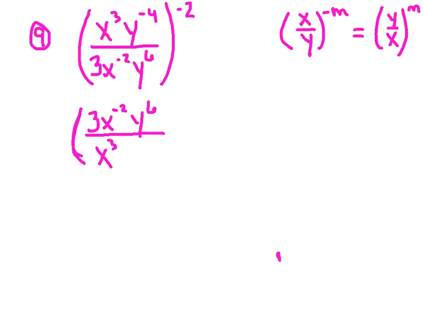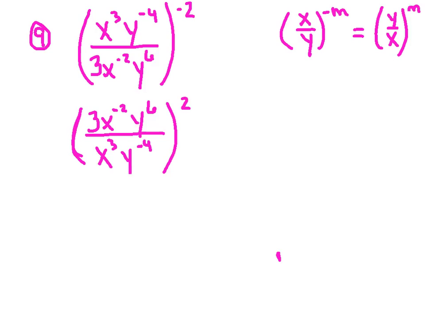Anyway, we're moving the x cubed and the y to the negative 4th on the bottom. Notice none of those signs on these exponents changed. All that did is now the exponent on the outside, which used to be a negative 2, is now a positive 2. Nothing on the inside changed. That's really important to take notice of.